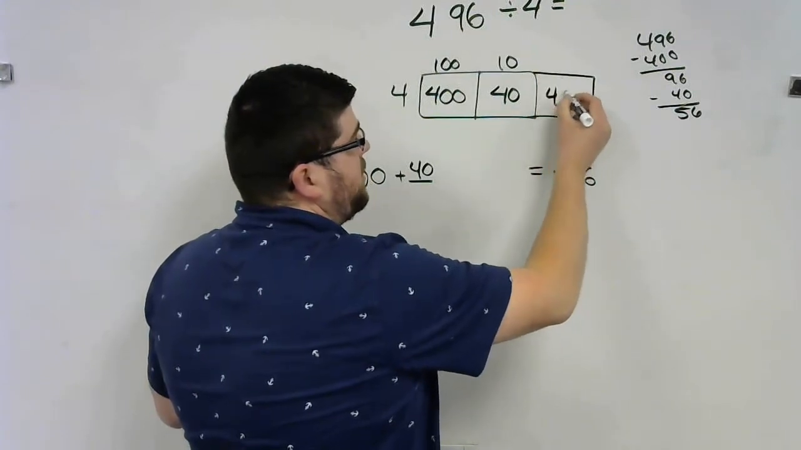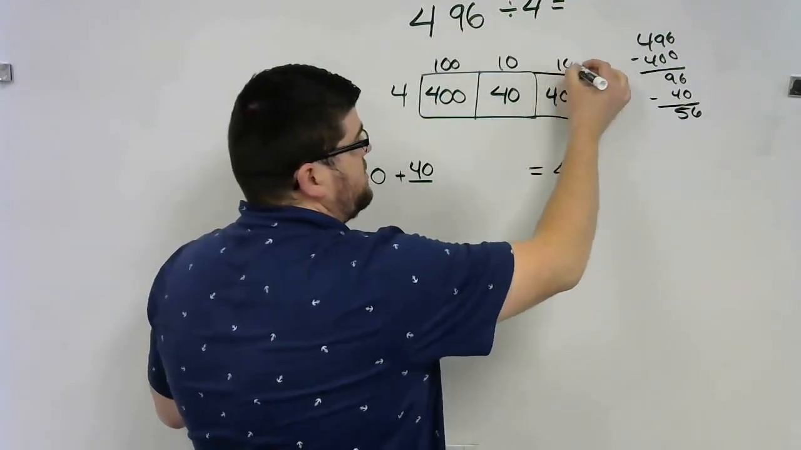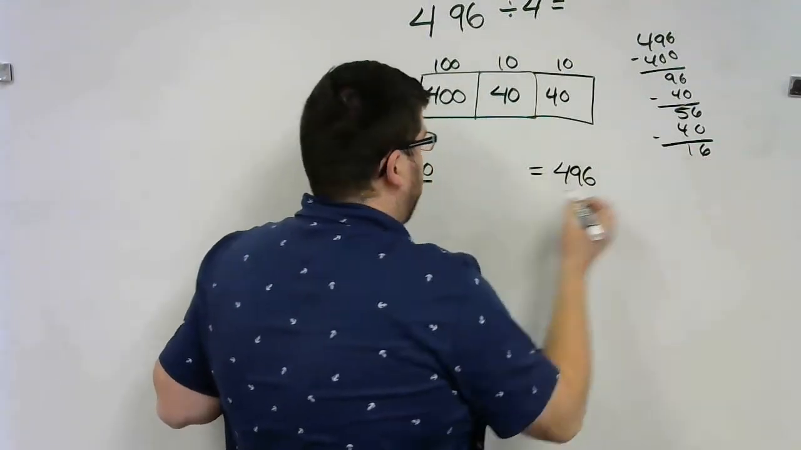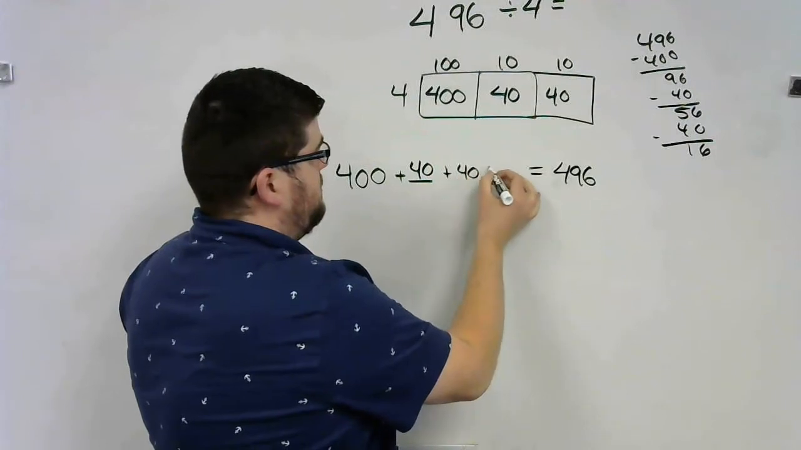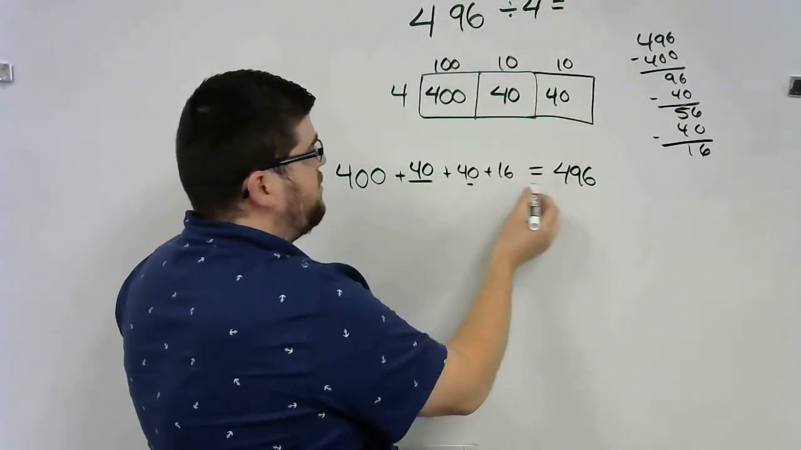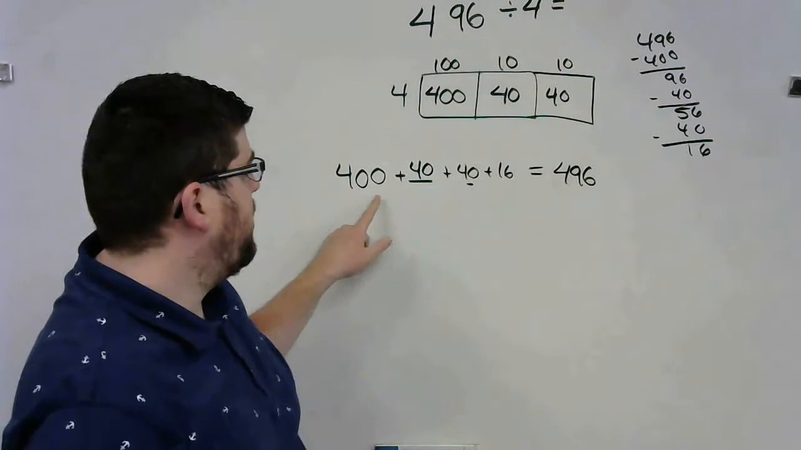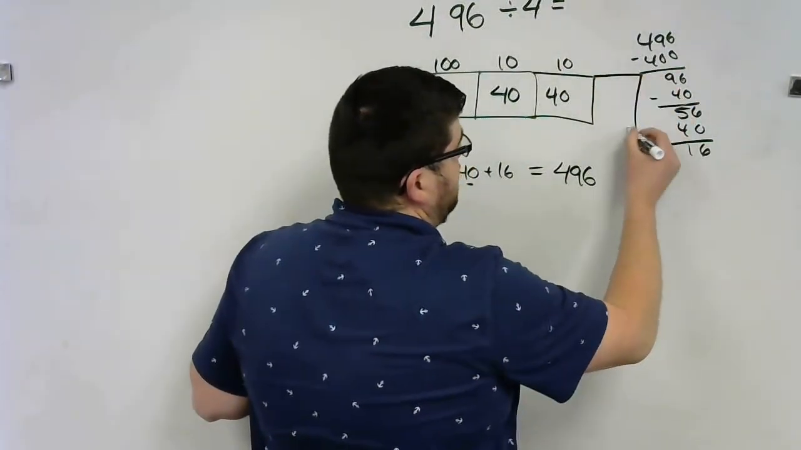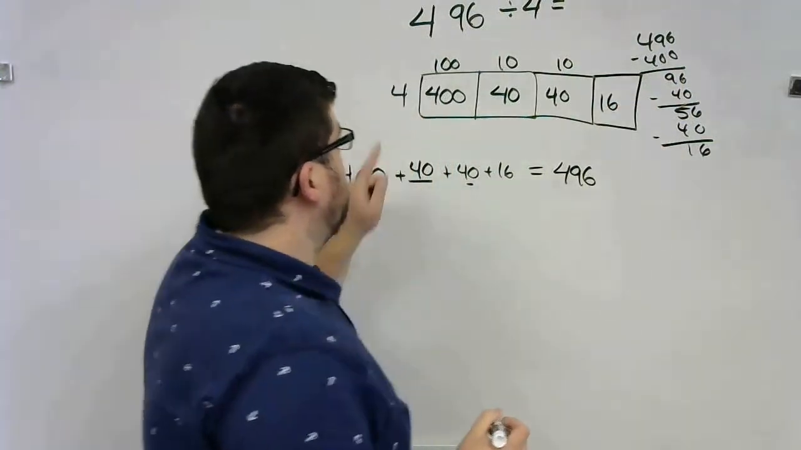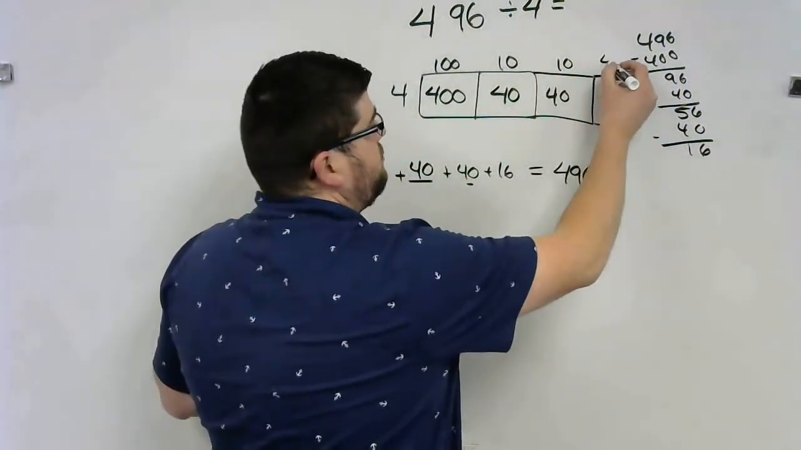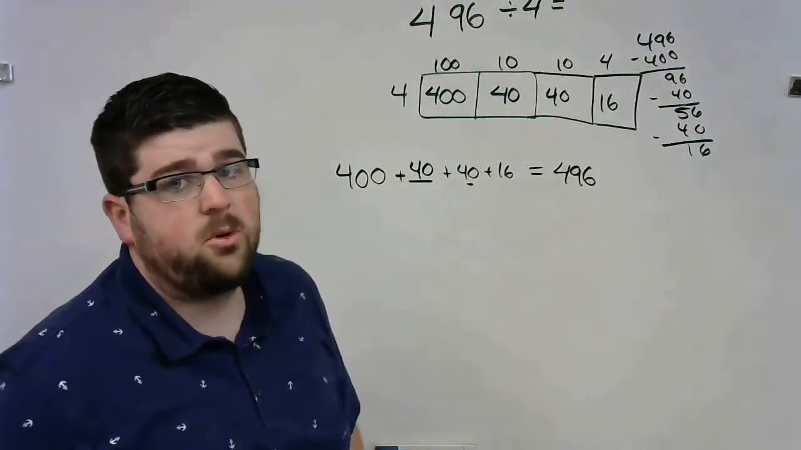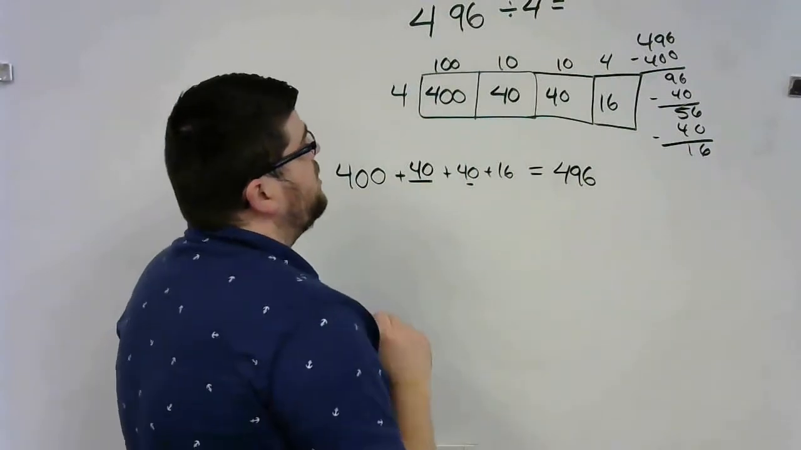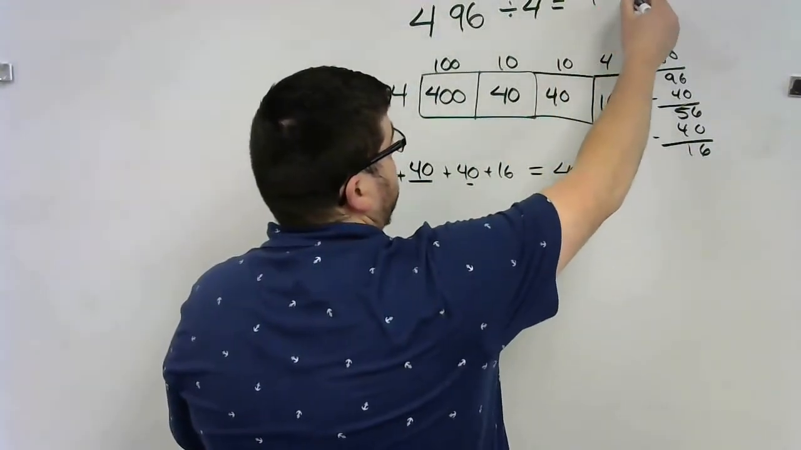So in this case, I'm going to do 40 more, which would be another 10. So if I subtract 40 from that final number, I get 16. In other words, we broke 496 down into 400 plus 40 plus 40 plus 16. So this one actually needs a fourth box. 4 goes into 16 4 times. So to do 496 divided by 4, I'd do 100 plus 10 plus 10 plus 4, which equals 124.